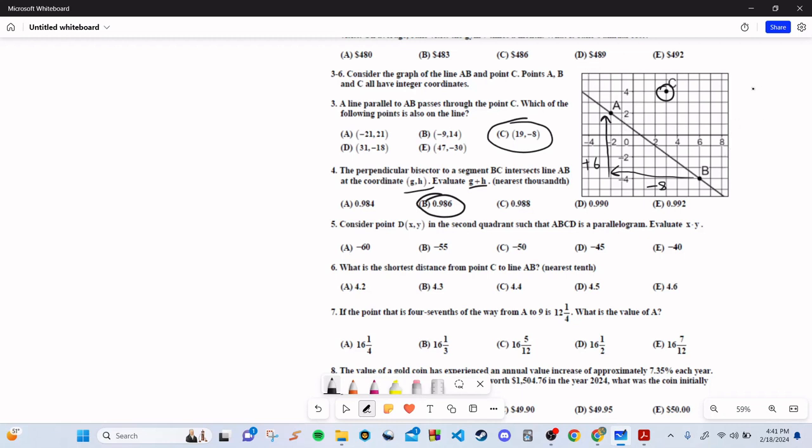So the coordinates of C are 3, 4. I'm going to subtract 8 from the x and go up 6 on the y. So I get negative 5, 10. So that's my coordinate for point D. I get the product here, and I get negative 50. So that's our answer.